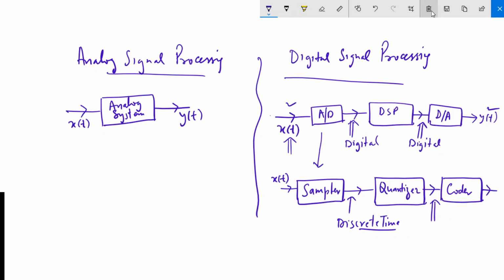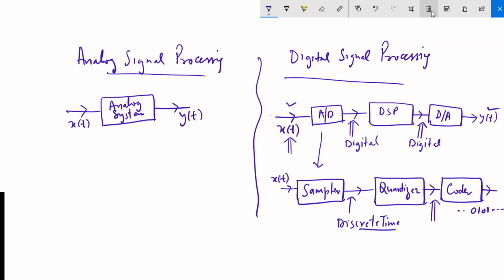So this binary coder will generate a binary code for each amplitude. So finally you have a signal in the form of zeros and ones, which is a digital signal, the binary signal, and this signal will go into the DSP block and it will be processed, and your output may be converted into analog again using a digital to analog conversion. Okay.